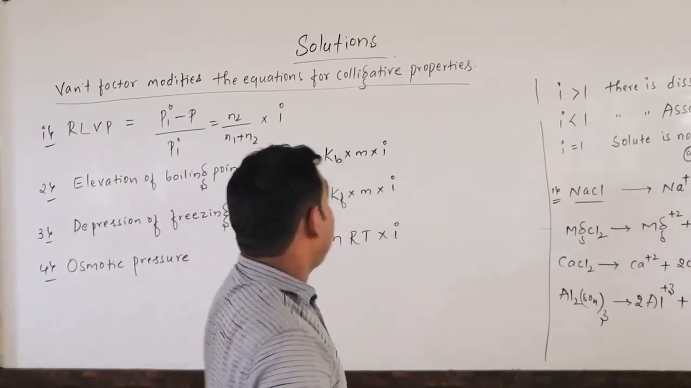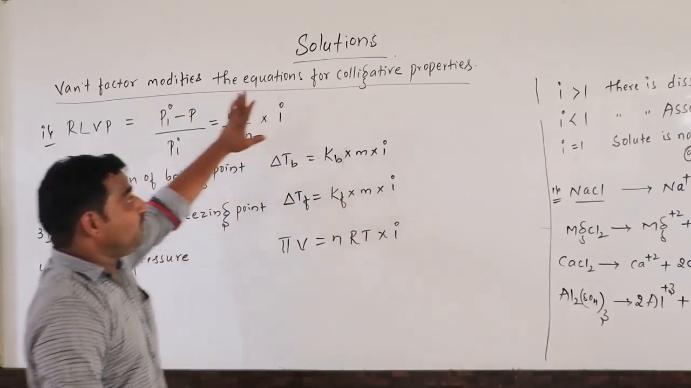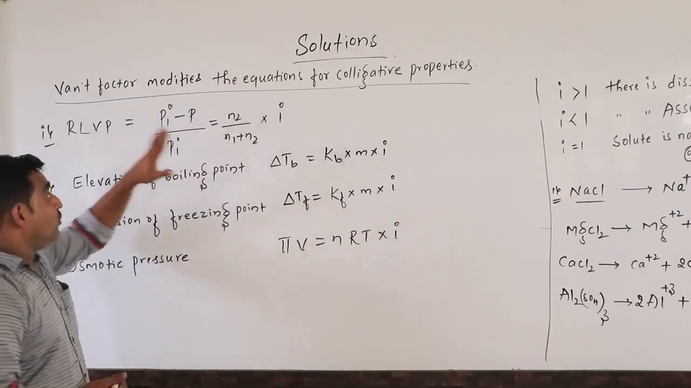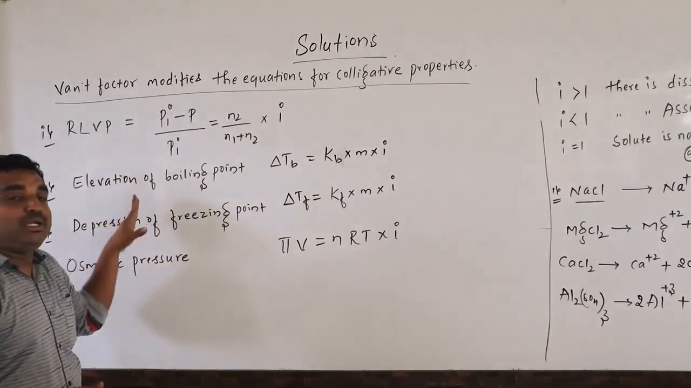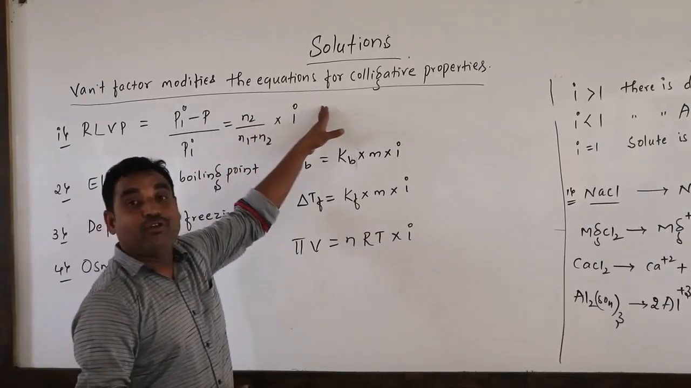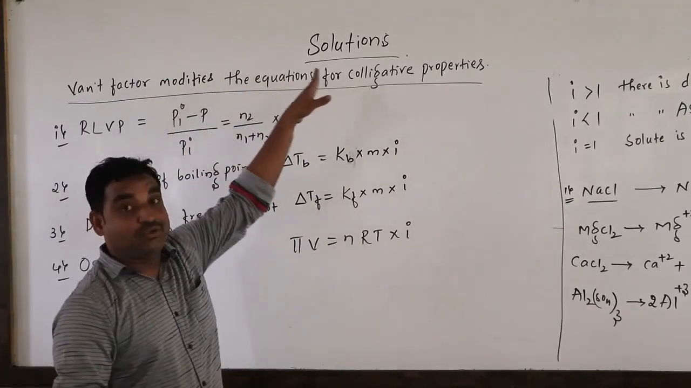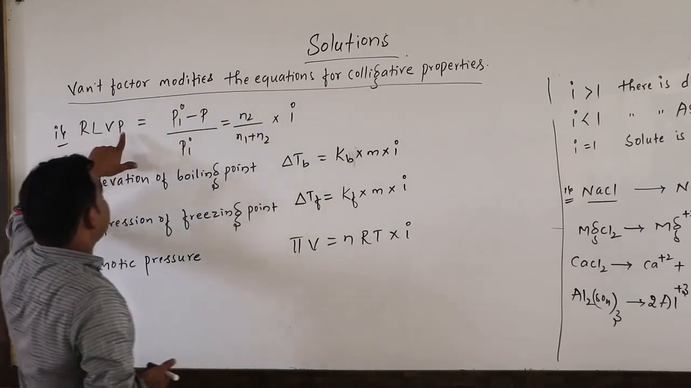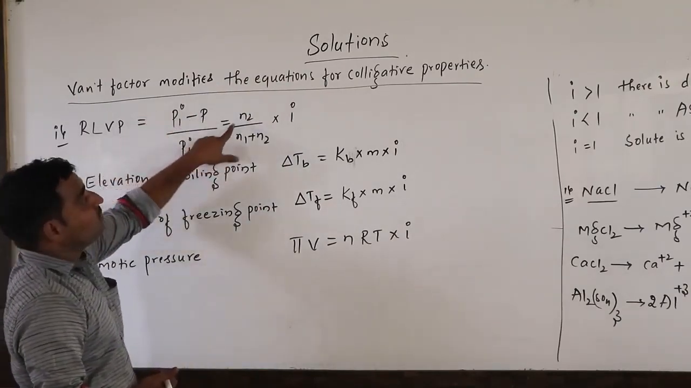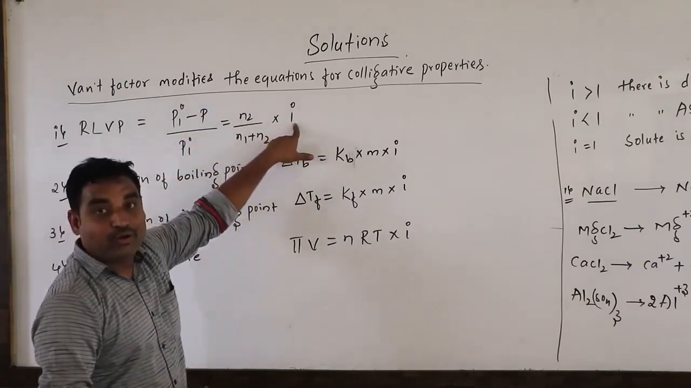Using the van't Hoff factor, we modify the equations for the colligative properties. We already know the formulas for the colligative properties: relative lowering of vapor pressure, elevation of boiling point, depression of freezing point and osmotic pressure. We have to multiply all formulas by the i value, and we will get the modified equations. First, relative lowering of vapor pressure: P1 naught minus P divided by P1 naught is equal to N2 divided by N1 plus N2, multiplied by i, the van't Hoff factor.